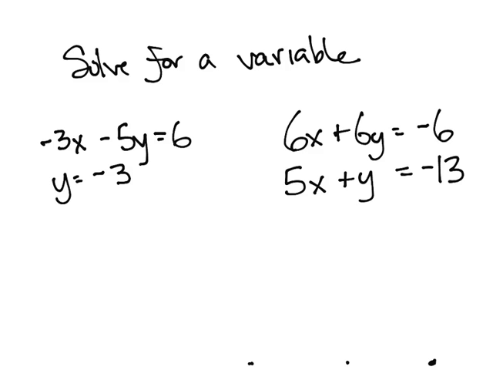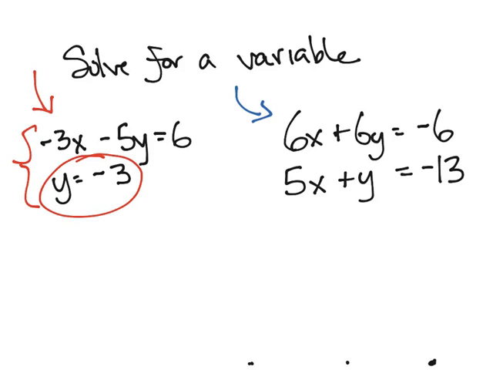The first step is to go ahead and solve for a variable. In the first example on the left, you'll notice that the second problem in our system is already solved for a single variable. We have y equals negative 3, so we're already done. In the second example, however, we don't have a single variable. We need to get this to the point where one of these equations says either y equals some value or x equals some value. When deciding, it doesn't matter which variable you choose to solve for. As always, make your life easy and pick the simplest problem.